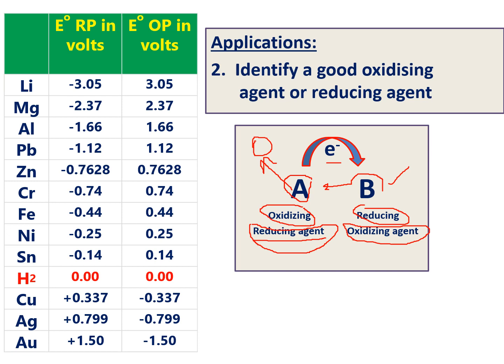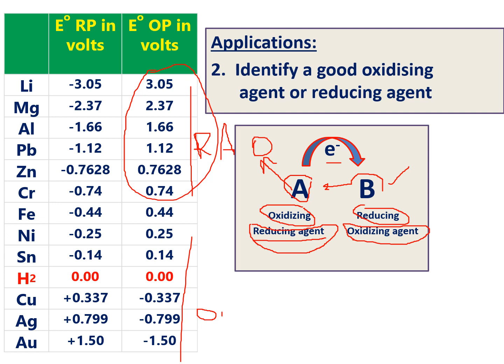So now you can tell which metals are good oxidizing agents and which metals are good reducing agents. For example, if you see the top end, lithium, magnesium, aluminum, these have higher oxidation potential values compared to the bottom ones. The bottom ones have lower oxidation potential. Oxidation potential is high means they are involved in the oxidation process, which means they reduce the others. That's why they are good reducing agents. So top end metals act as reducing agents, and lower end metals act as oxidizing agents.